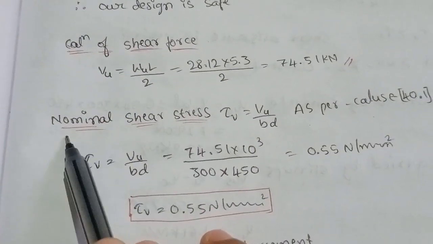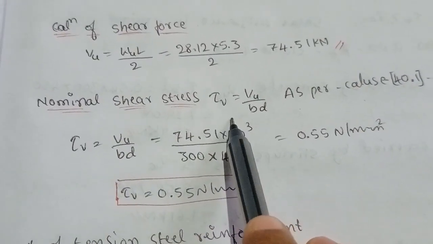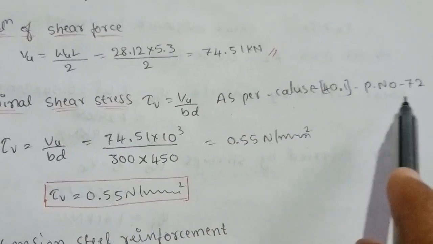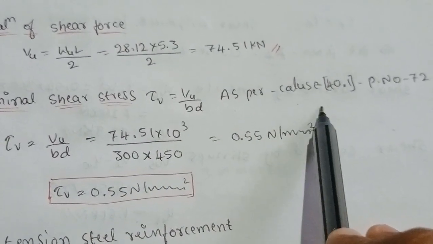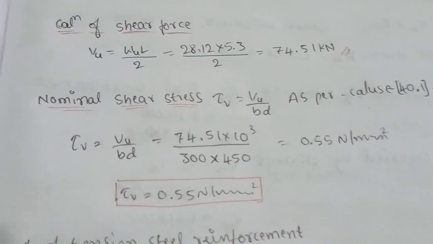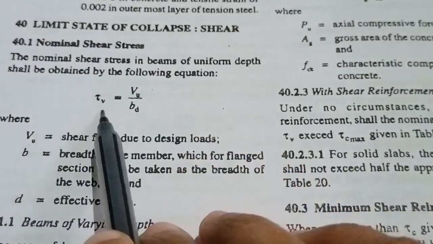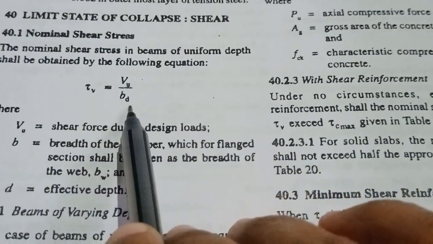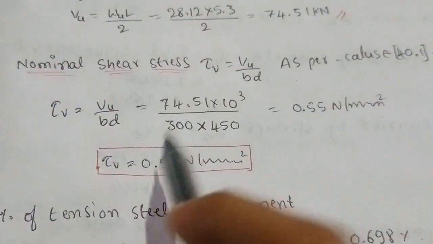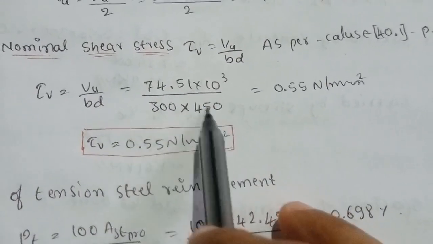After this, we'll go for calculation of nominal shear stress, that is denoted as tau v. This formula is given on page number 72 as per clause 40.1. Here is the nominal shear stress formula: tau v is equal to V divided by b into d. Using this formula, we will calculate the shear stress, substituting all the values.